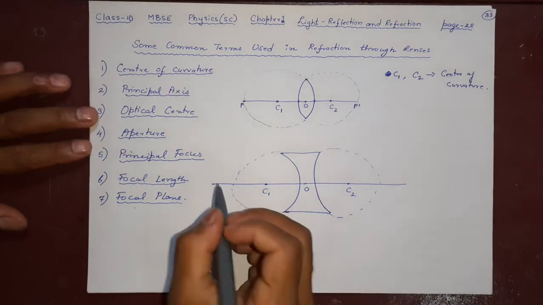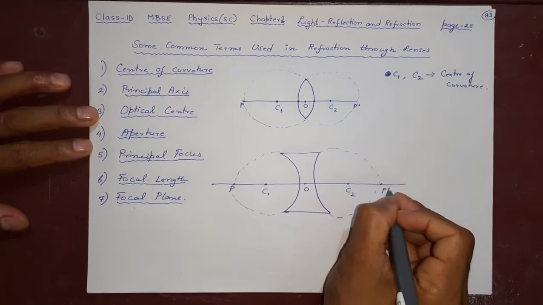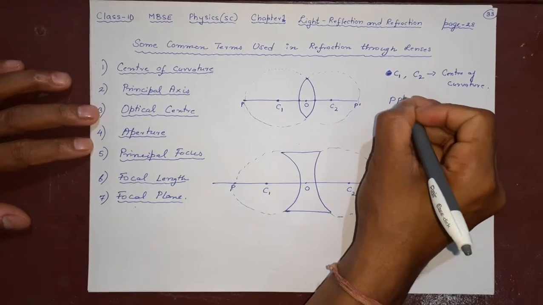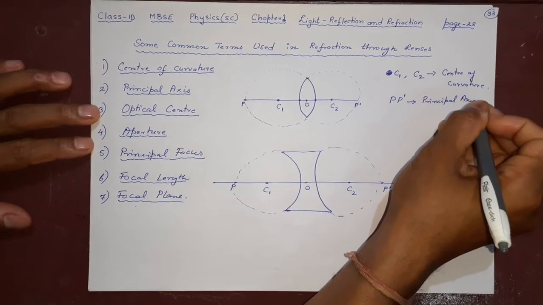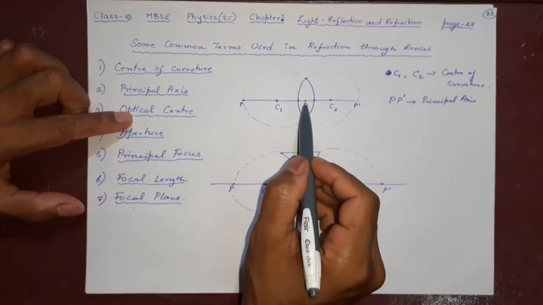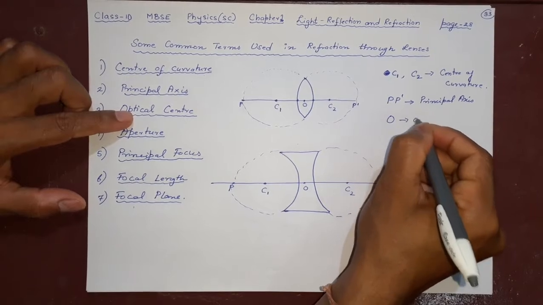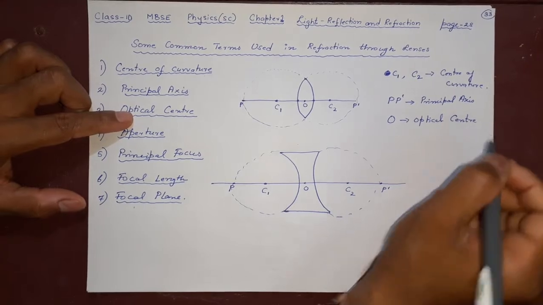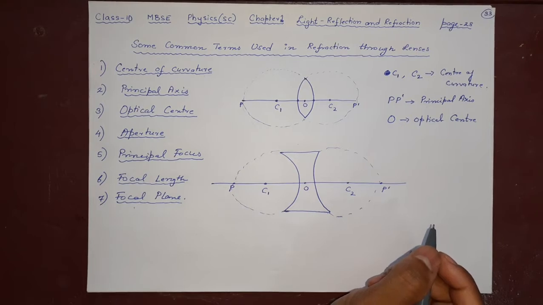First thing is done. Now the second thing is this line P dash, which is your principal axis, something like the main axis, okay. Now next is optical center. Optical center is this one, the middle of the lens. You must write in your notebook also while I am doing this. Then you will easily understand in the lens where to call what.